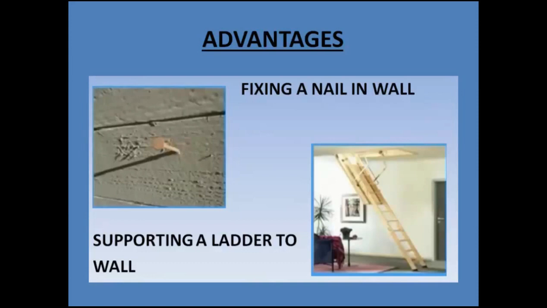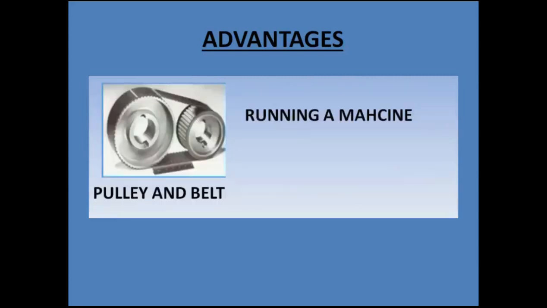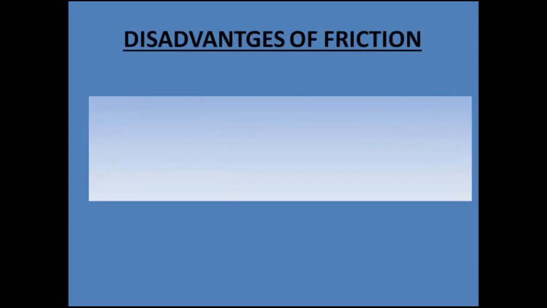Friction helps in supporting a ladder inclined to a wall, as shown in the picture. Had there been no friction, the ladder would just fall off from the wall. Now, it is the force of friction between the belt and the pulley that helps in rotating various parts of a machine. We have seen most of the advantages of friction. Let us now see disadvantages of friction.